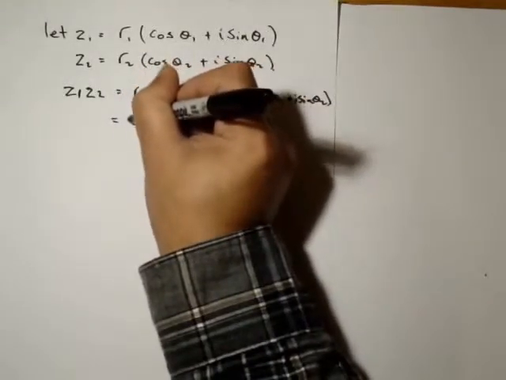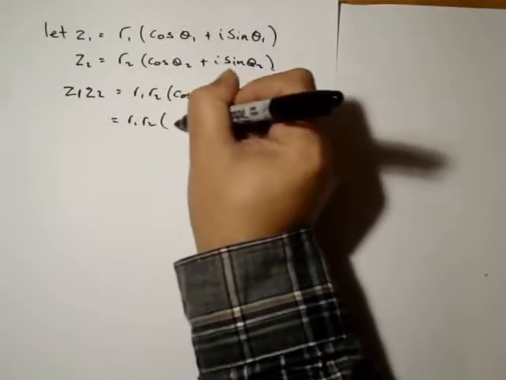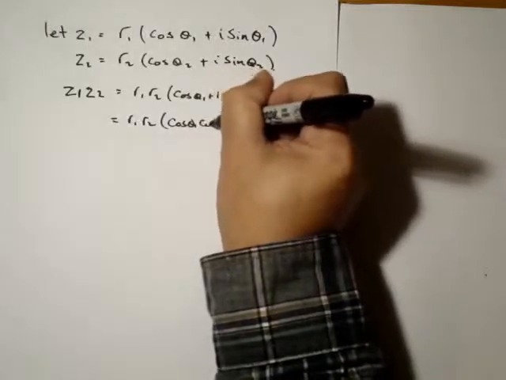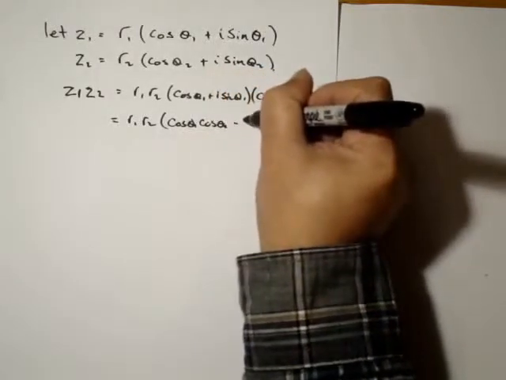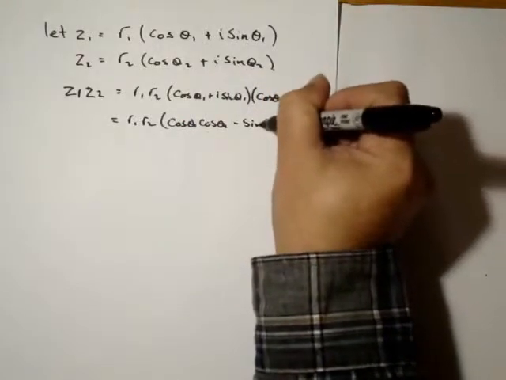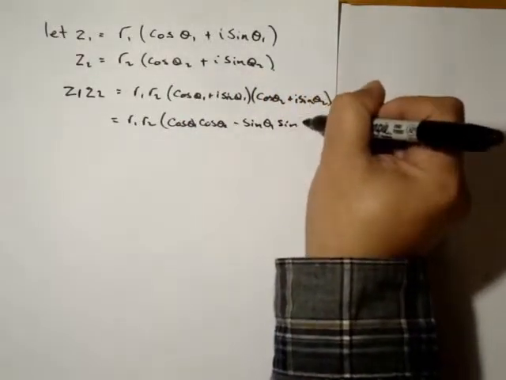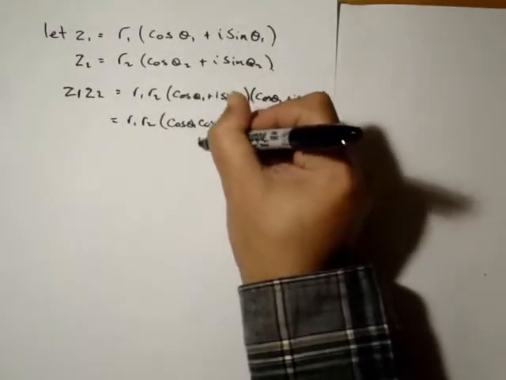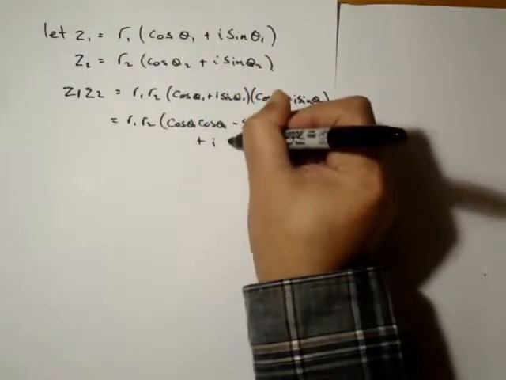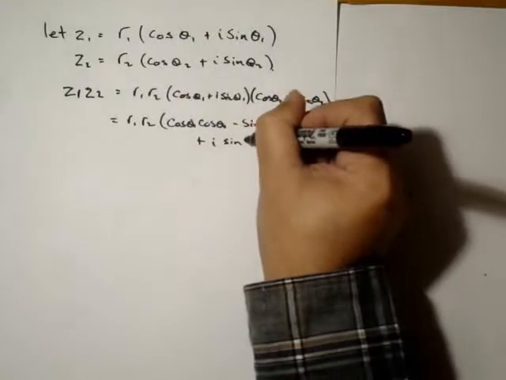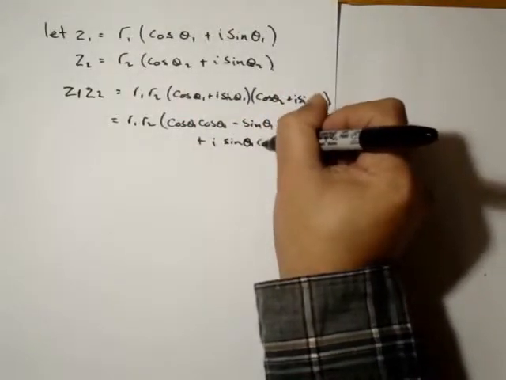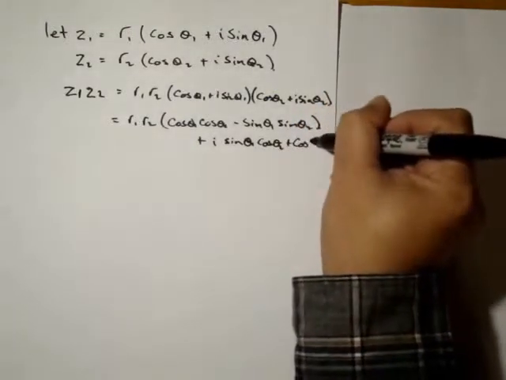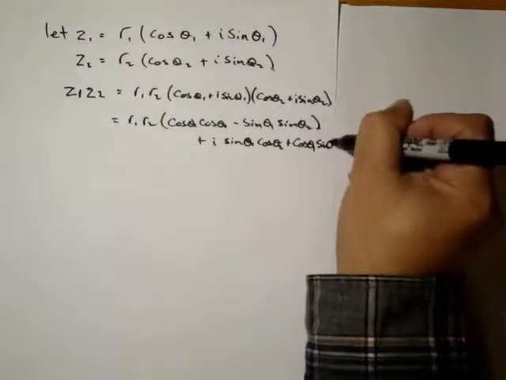When we work that out, that's r1 r2 times cos theta 1 cos theta 2 minus sine theta 1 sine theta 2, and plus i times sine theta 1 cos theta 2 plus cos theta 1 sine theta 2.